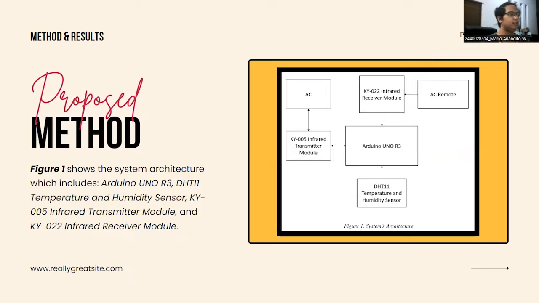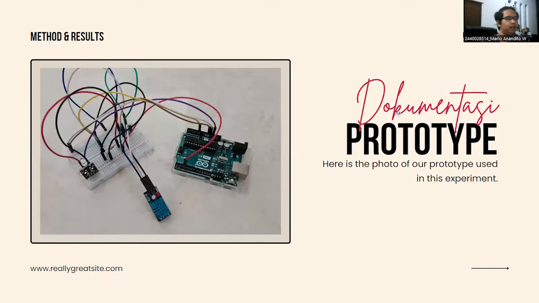In figure one, the system architecture includes the Arduino Uno R3 and the temperature sensor, and then the infrared transmitter module to connect to the AC, and also the infrared receiver module, so we can get the frequency for the remote to use on the AC. And here is the documentation of the prototype that we use.